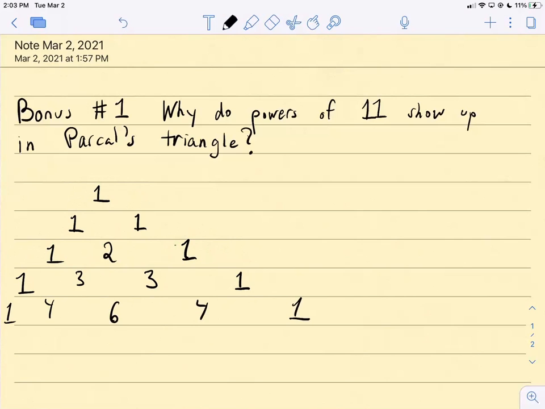So just check it out if you have a calculator nearby or just on Google. What are the powers of 11 that you get? What is the first number here? What power of 11 is this? What power of 11 is this one? Anyone know? What power do we need to raise 11 to get 1?